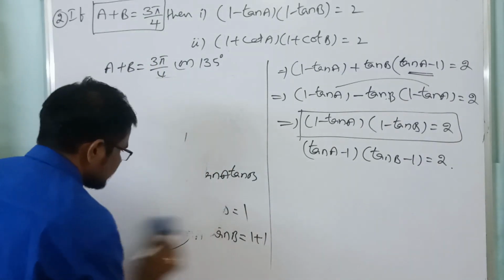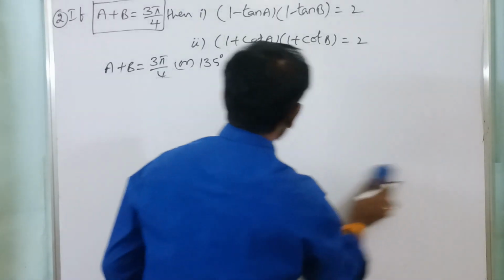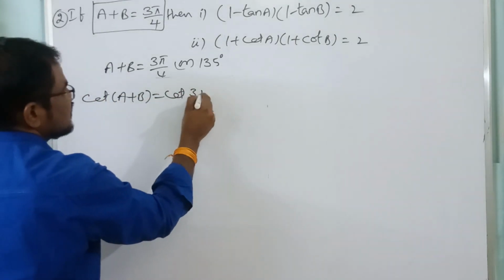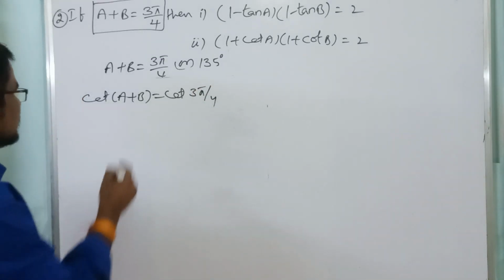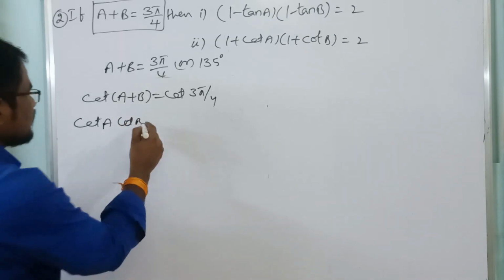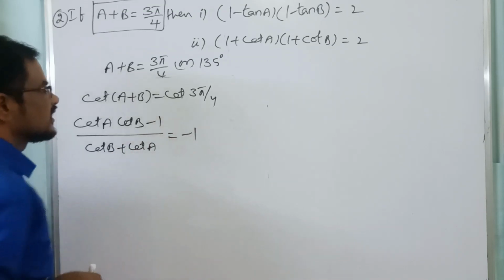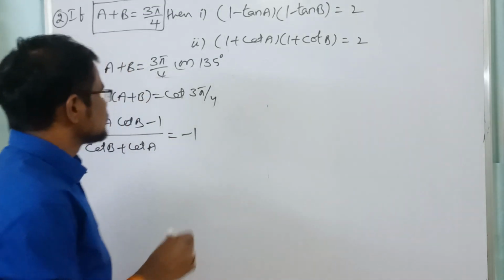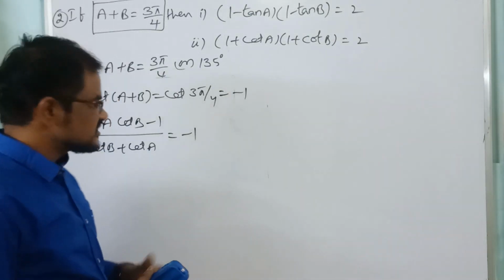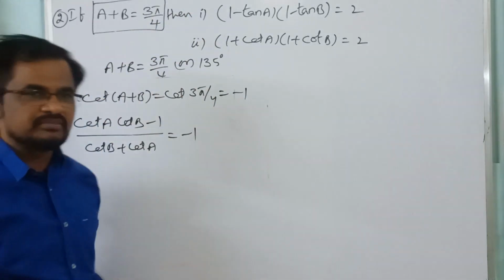But for the second one, we have to apply cot on both sides. So cot of A plus B equals cot 3 pi by 4. Now cot of A plus B is cot A cot B minus 1 divided by cot B plus cot A, equal to cot 3 pi by 4, which is minus 1. Here also this condition exists for cot of A plus B equal to minus 1, not only for A plus B equal to 3 pi by 4.